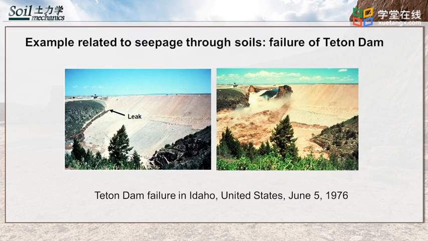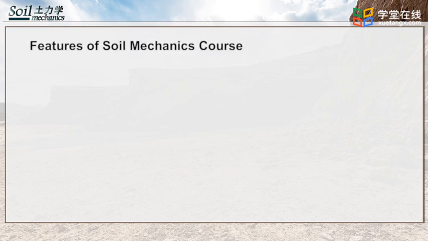The failure of Teton Dam was caused by internal erosion initiated by hydraulic friction of the fill material. Internal erosion progressed rapidly through the body of the dam, leading to seepage failure of soil and finally complete failure of the dam. Next, I would like to talk about the features of this course.